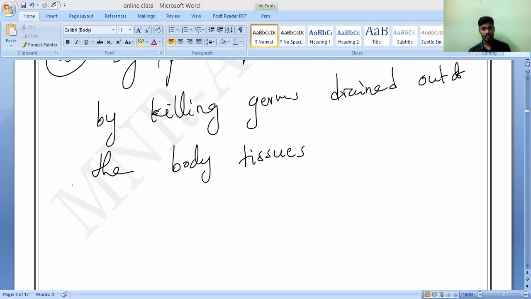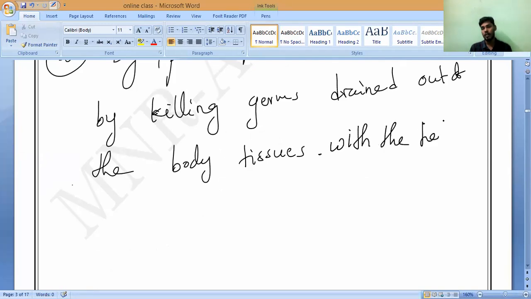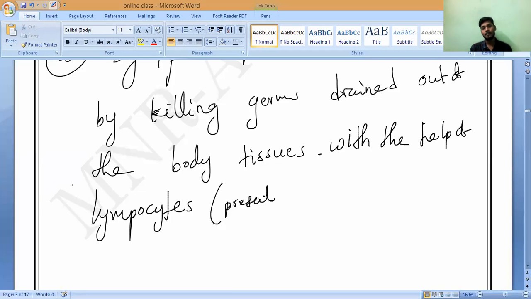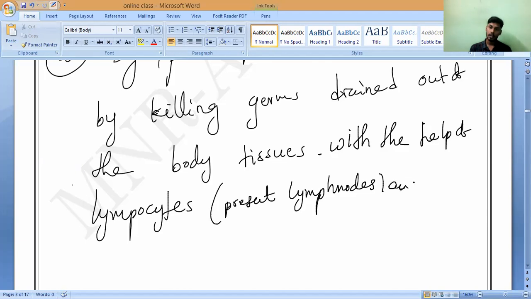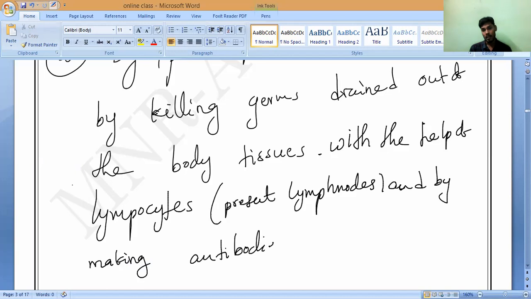With the help of lymphocytes. These lymphocytes, what is their location, Ra? Which are present inside? Sir, lymph nodes. They are present in lymph nodes. And they will release what? How will they kill? By making some kind of substance called antibodies. Now we are also taking the corona vaccine. Why? Because of generating antibodies. Correct or not? That is the thing. That is done with the help of lymphocytes, by making antibodies. Harini, do you understand?